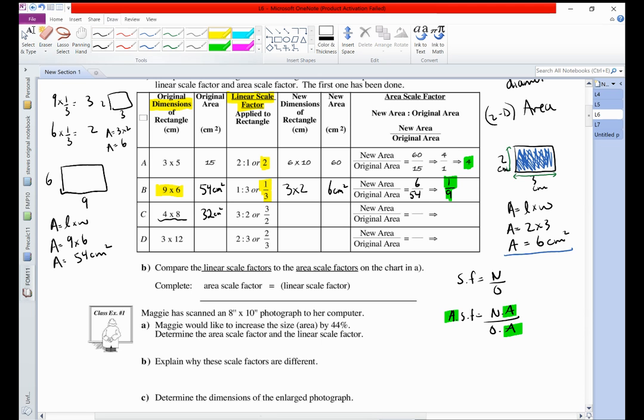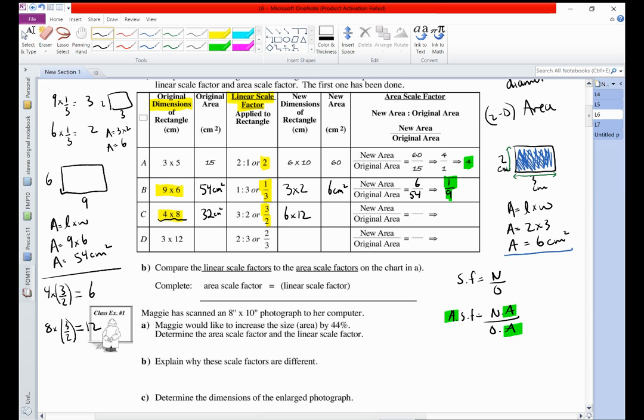Now we are going to apply a linear scale factor to the linear dimensions. We are going to enlarge this rectangle because our scale factor is 3/2, which is bigger than 1. So our original rectangle is going to get bigger. Again, we'll just multiply: 4 multiplied by 3/2 and 8 multiplied by 3/2. 4 multiplied by 3/2 gives us 6, and 8 multiplied by 3/2 gives us 12. So our new dimensions are a 6 by 12.